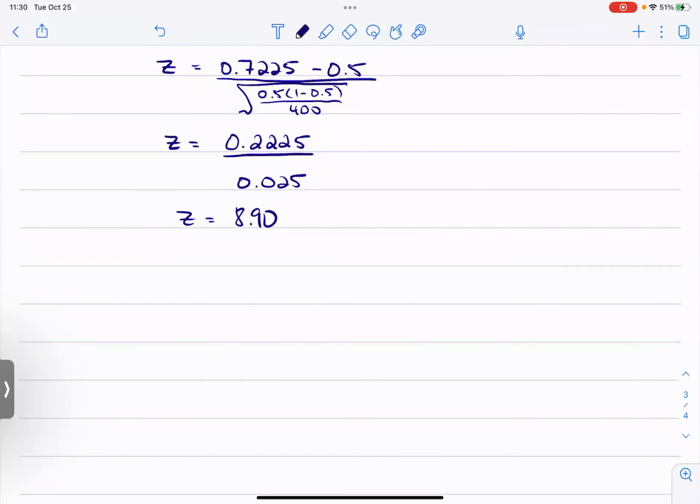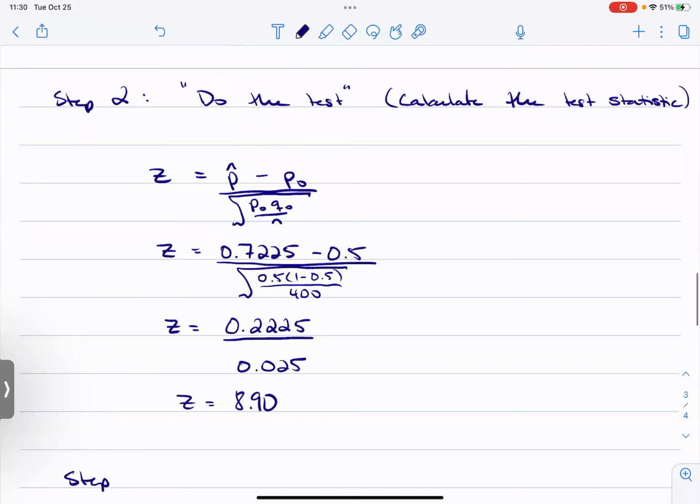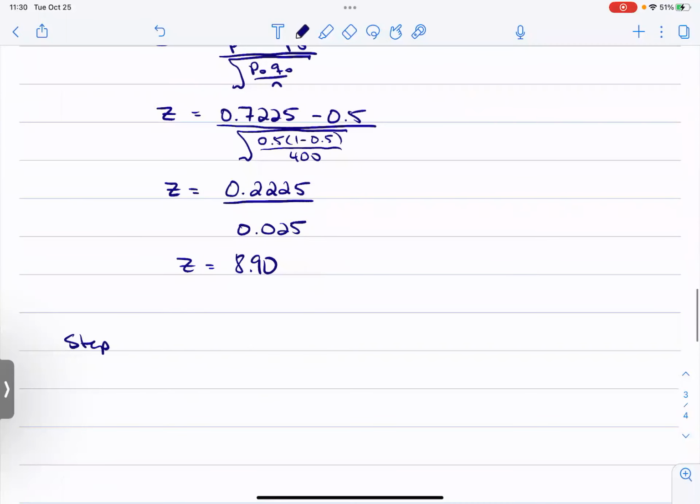Okay, so I was going to do a little graphic, but I'll move it into step 3. See how fun step 2 was? Now that's a good step. Step 3, find the p-value.